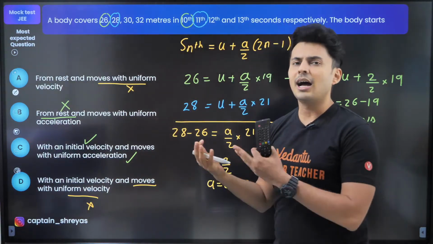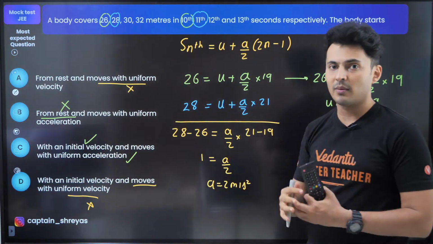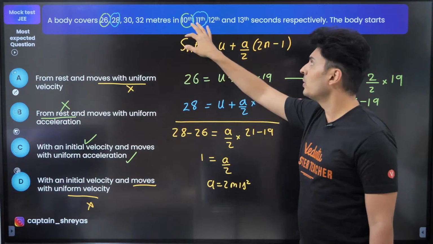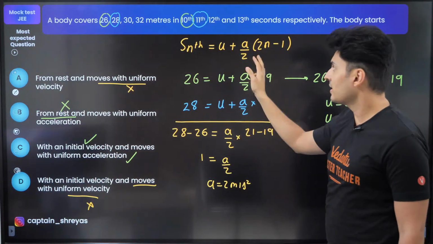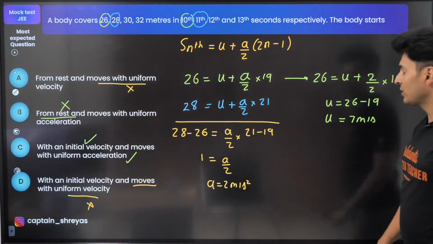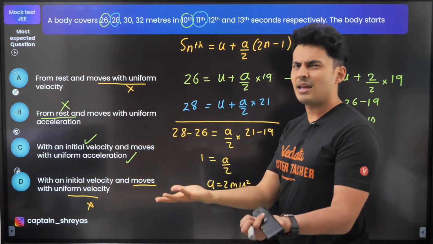Redundant means it is unnecessary. It is more than what is required to solve the problem. But yes, even if you try it for 30 or 32 with the values 12 and 13 respectively, you will still see the acceleration will come out to be 2, velocity will come out to be 7. It's just there, no use.